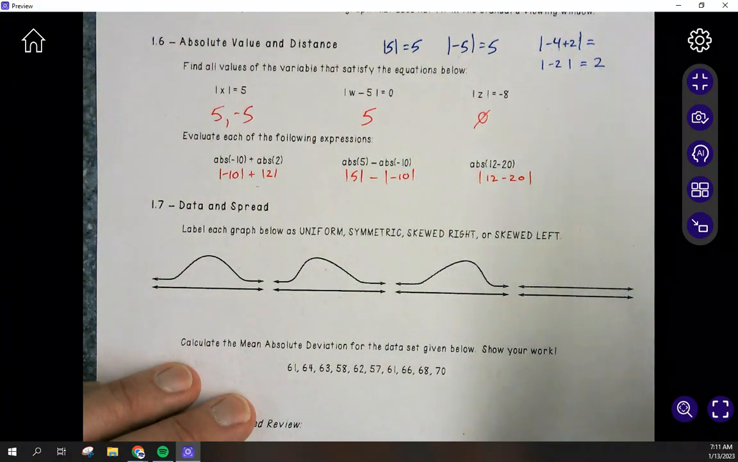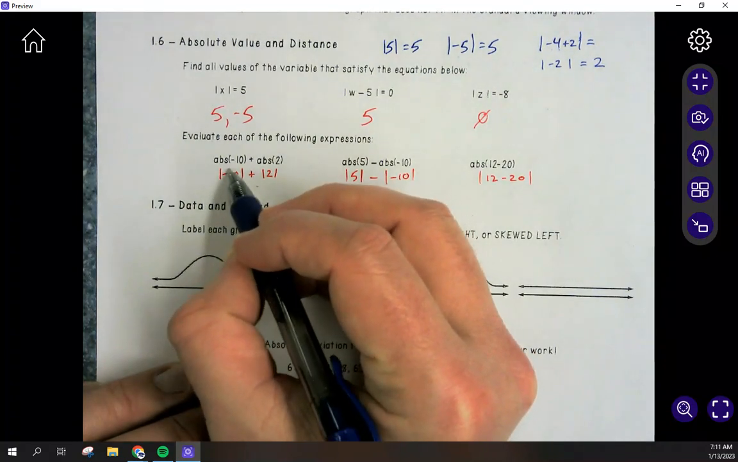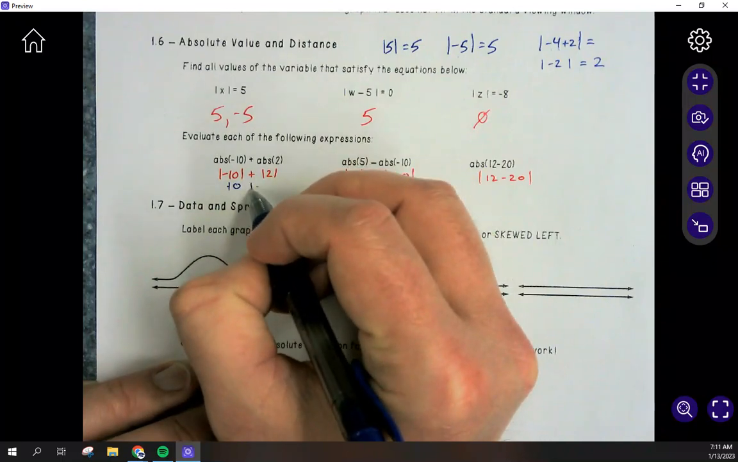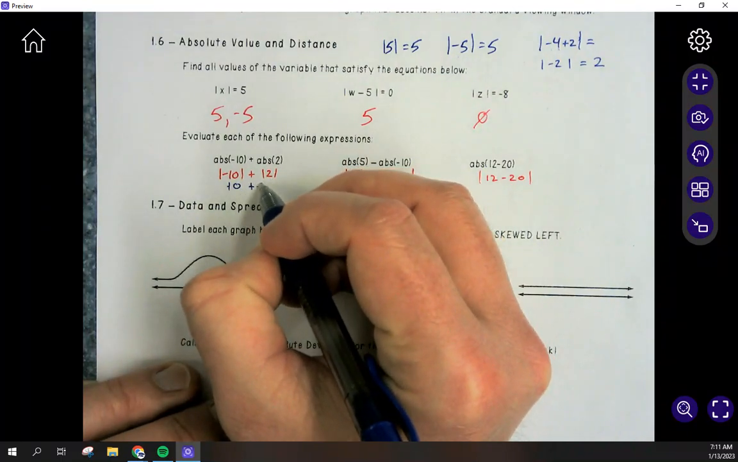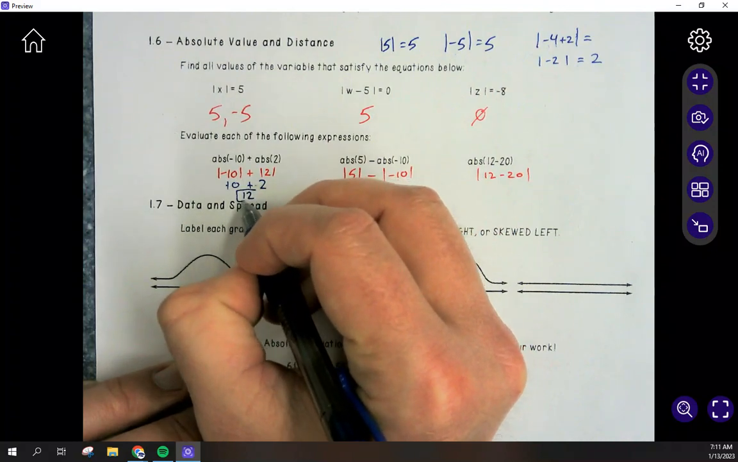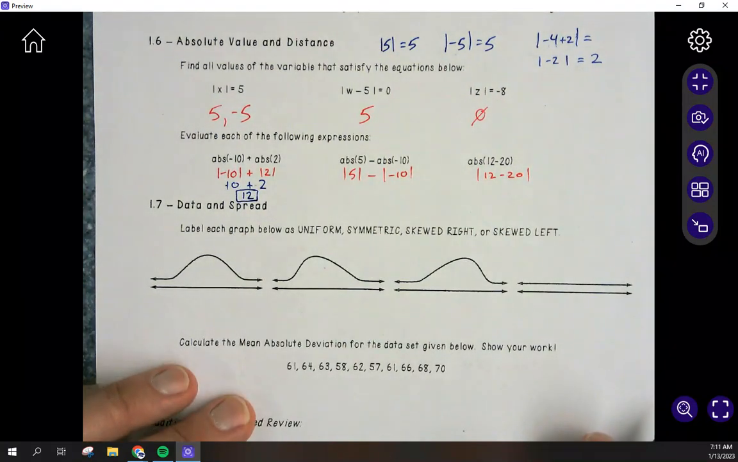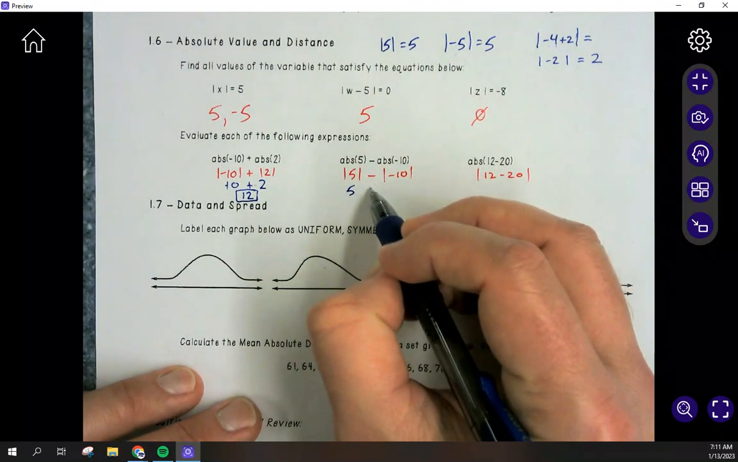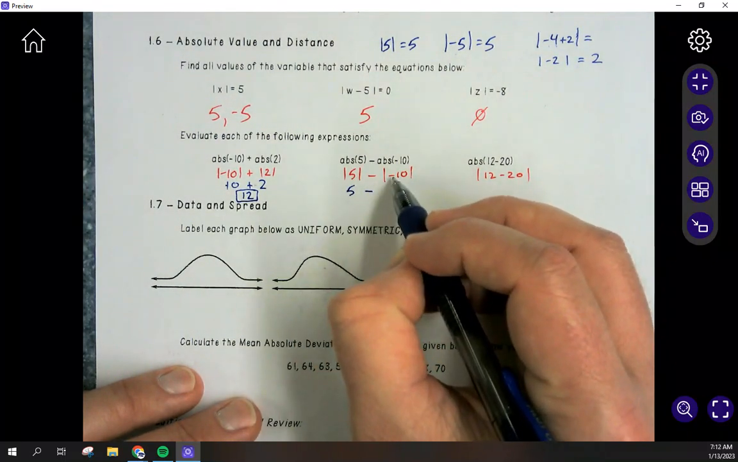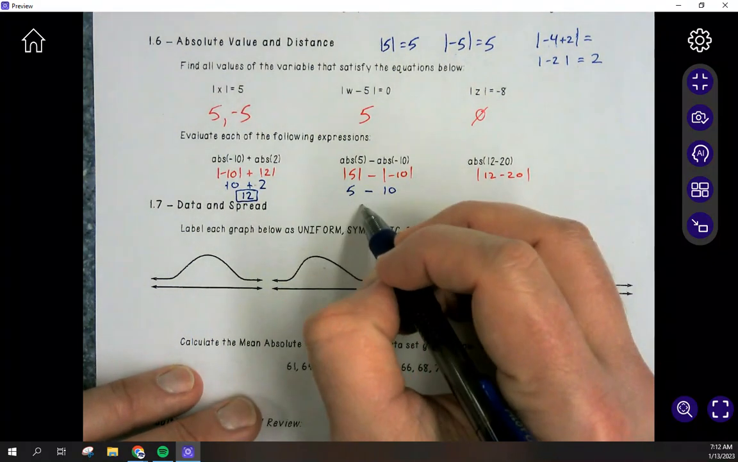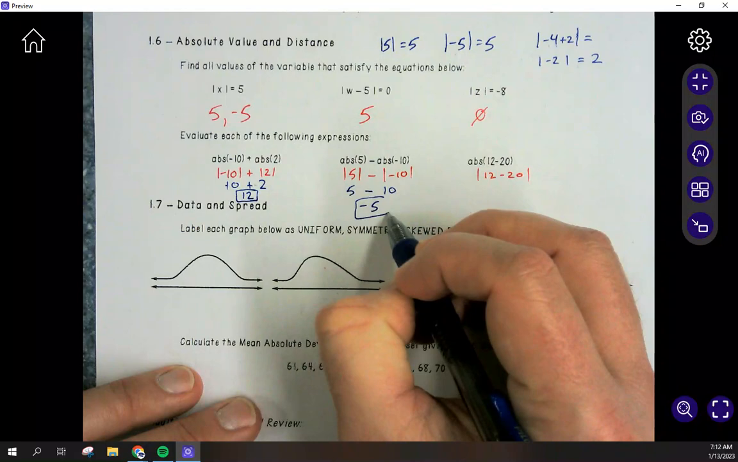All right, so let's run through these. This now is down to a single number inside the absolute value. It's going to become positive 10. Absolute value of positive 2 is just 2. And so my final answer here is 12. Over here, absolute value of 5 is 5. Bring down the minus. Absolute value of negative 10 is positive 10. 5 minus 10 is negative 5.